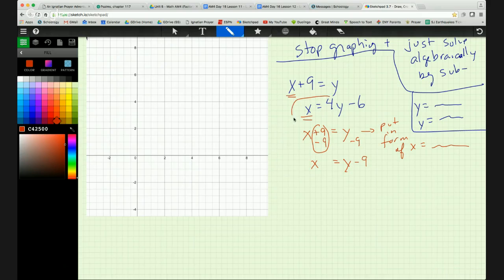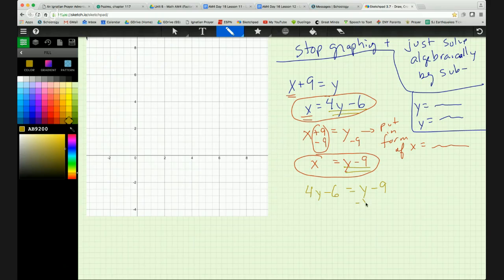Now let's look at these equations. Look at the ones I'm circling here. I have x equals this, and I have x equals this. So I can say that if x is this and x is that, then this equals that. So let's say this in algebraic form: 4y minus 6 equals y minus 9. And now I can solve for y.